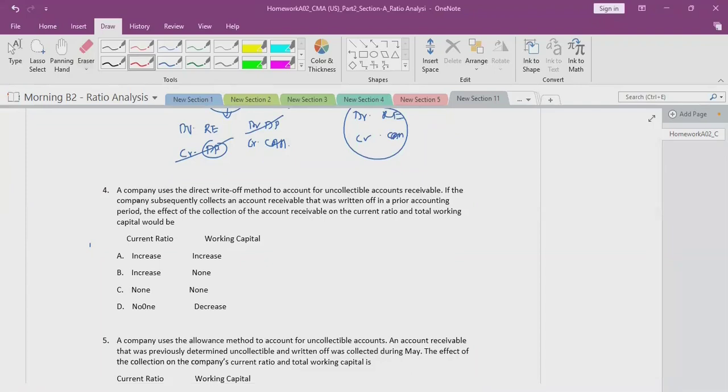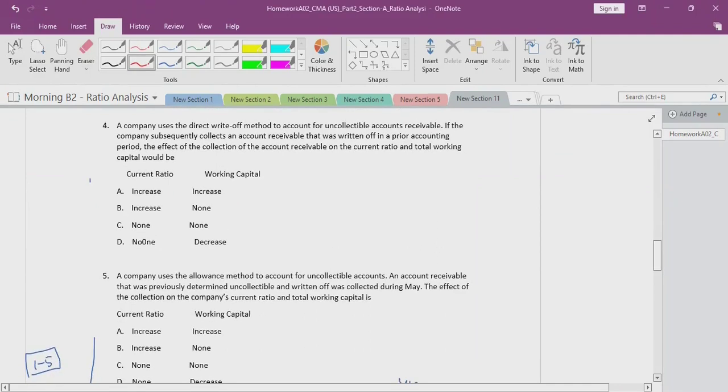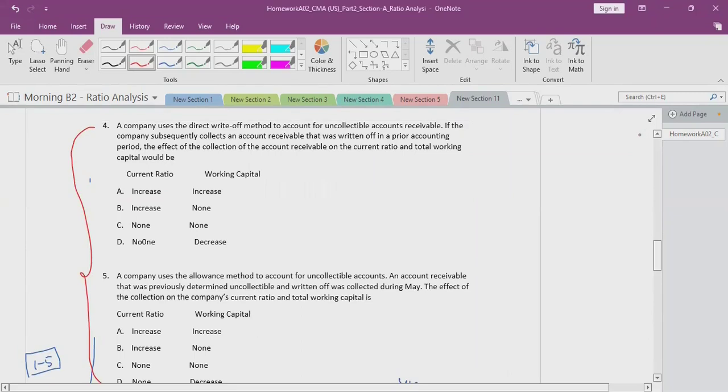Question number 4 and 5 needs an accounting background knowledge. So you have that knowledge already, but anyhow, we will be discussing these two questions again. Let us read these two questions.